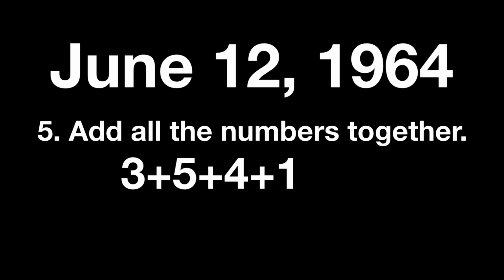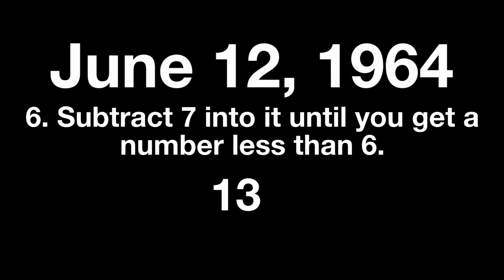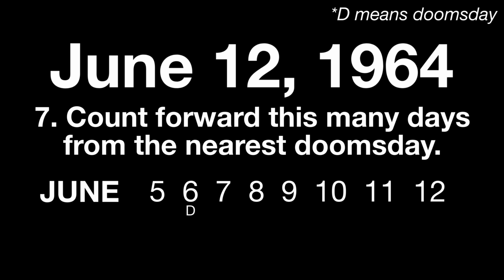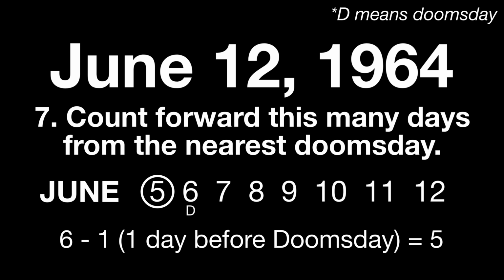3 plus 5 plus 4 plus 1 equals 13. Subtract 7 from it until you get a number less than 6. 13 minus 7 equals 6. We are 1 day before the doomsday, so 6 minus 1 equals 5.